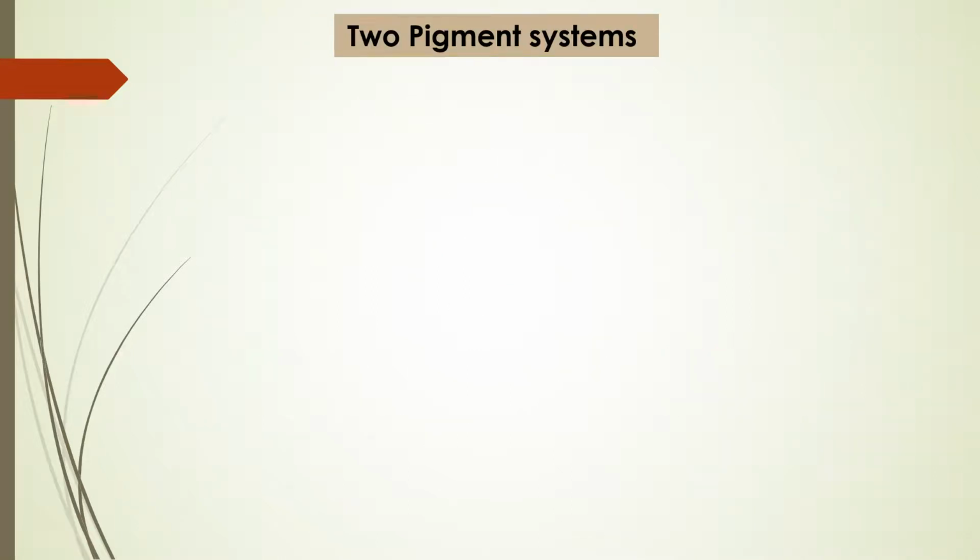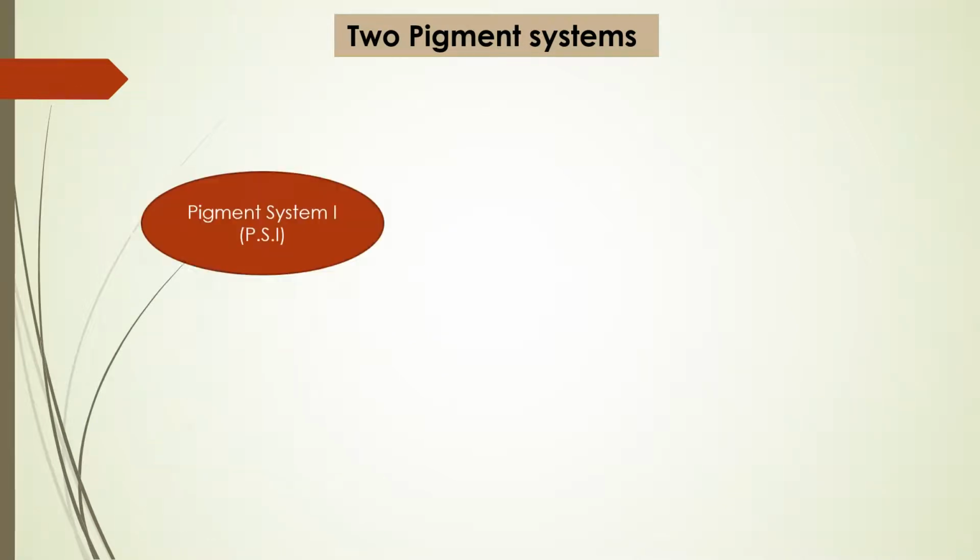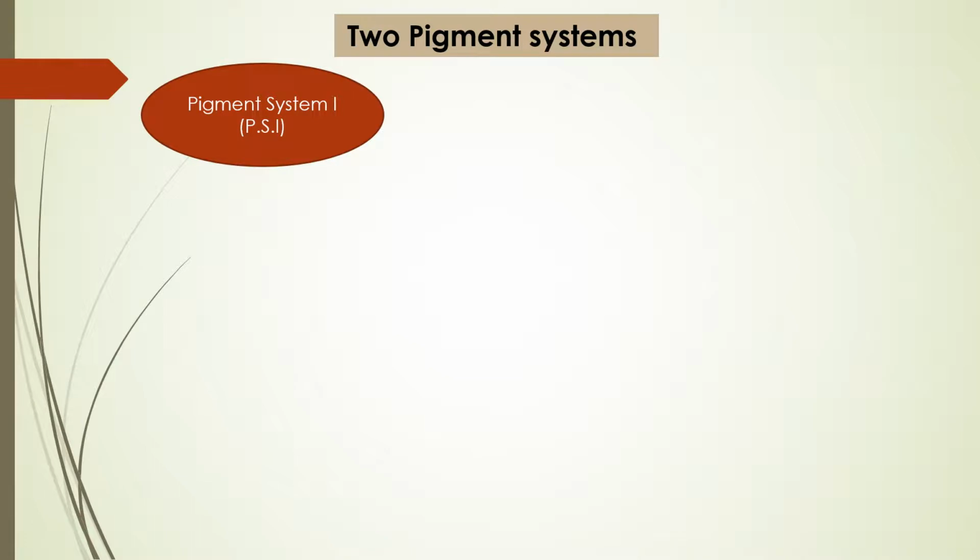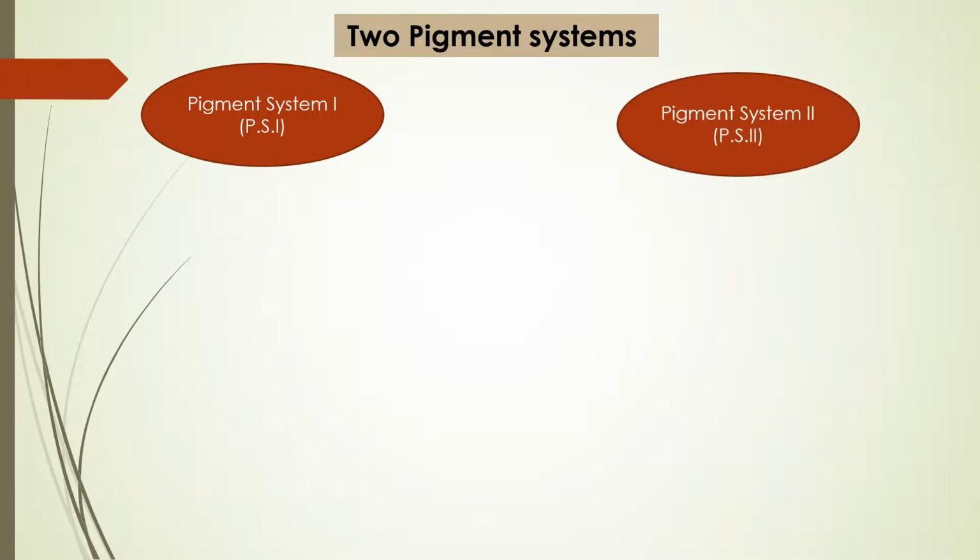Robert Hill and Emerson enhancement effect led to the discovery of two pigment systems. The photosynthetic pigments are arranged as groups in thylakoid membranes and they are termed pigment systems, previously called photosystems also. Two different pigment systems are there in thylakoid membranes, pigment system 1 and pigment system 2. So let's study the difference between these two pigment systems.